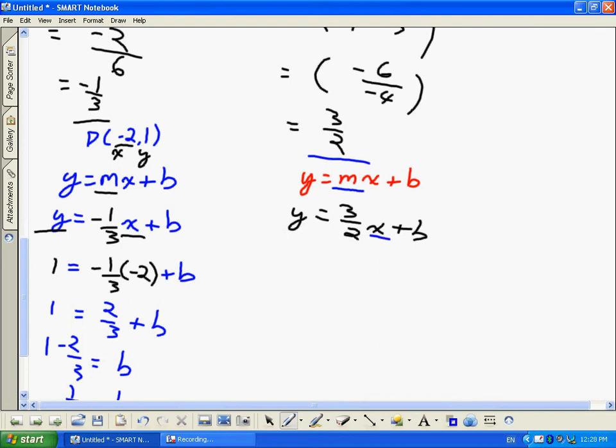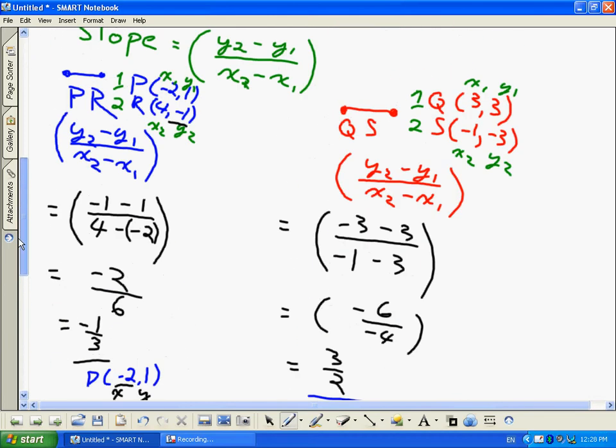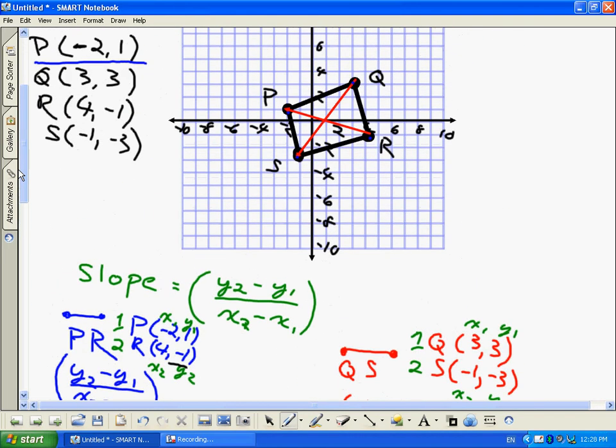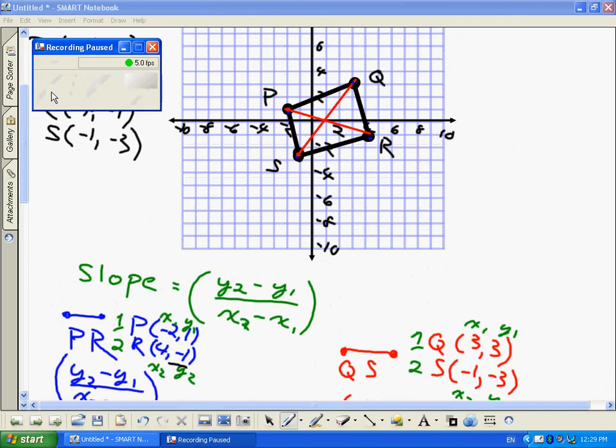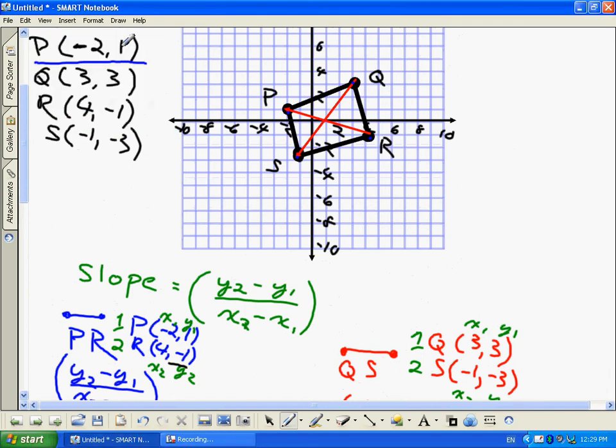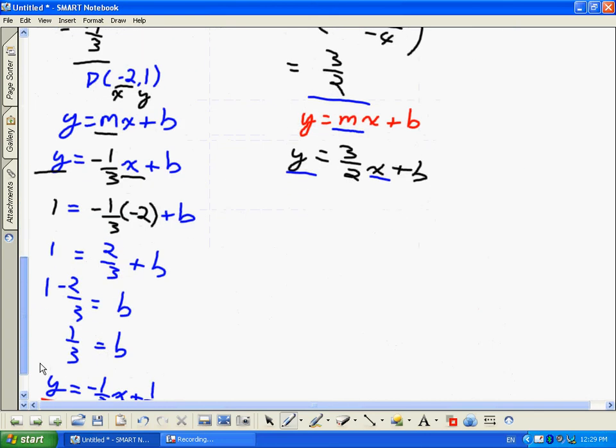Now I need to replace my x and y again with a point. If I go back up to the top, Q and S, we have our points up here. We're going to use point Q, but it doesn't matter which one we use. We could use Q or S because they represent a point along this line. So we're going to take point Q, which is 3 and 3.